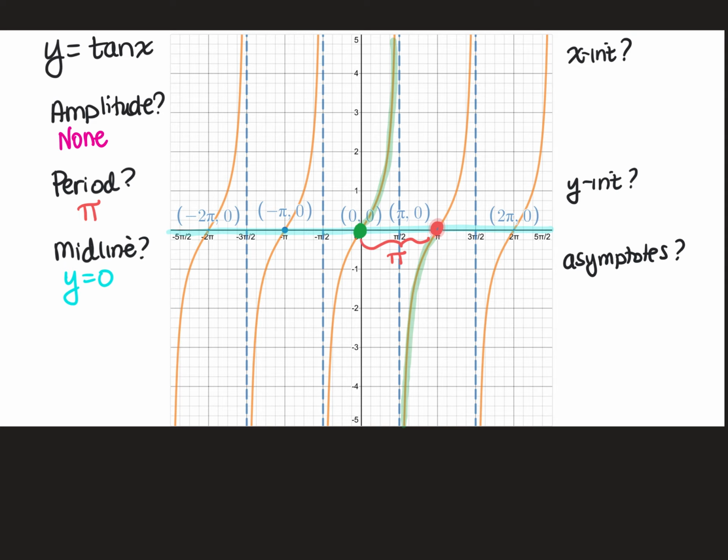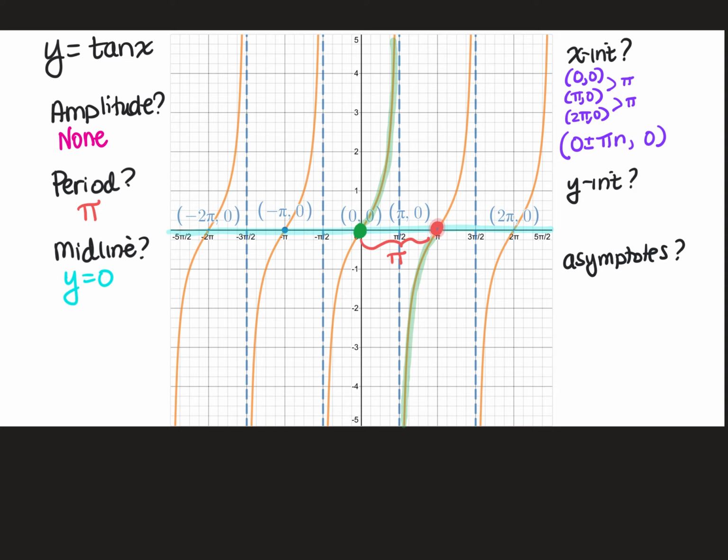Once again, hopefully you're getting a little bit better at these x-intercepts. So the x-intercepts, if we just identify a few of them, we would have 0, 0, we would have pi, 0, and then 2 pi, 0, and so on. And each of these are separated by pi units. So to get our generic form, we're going to say 0 plus or minus pi times n, 0. That's going to be our generic form of the x-intercepts.